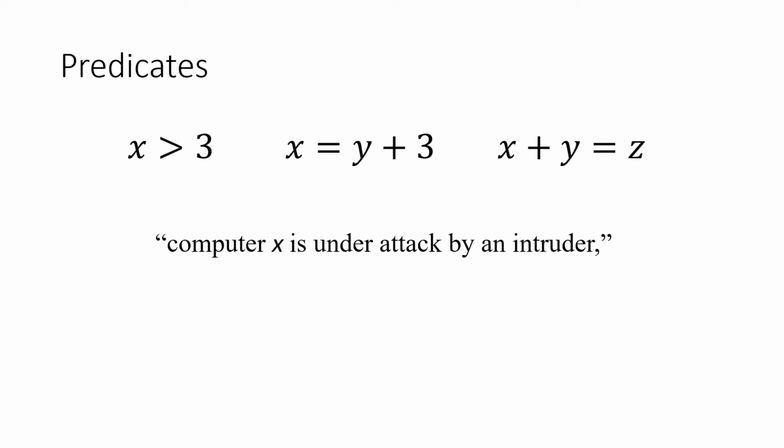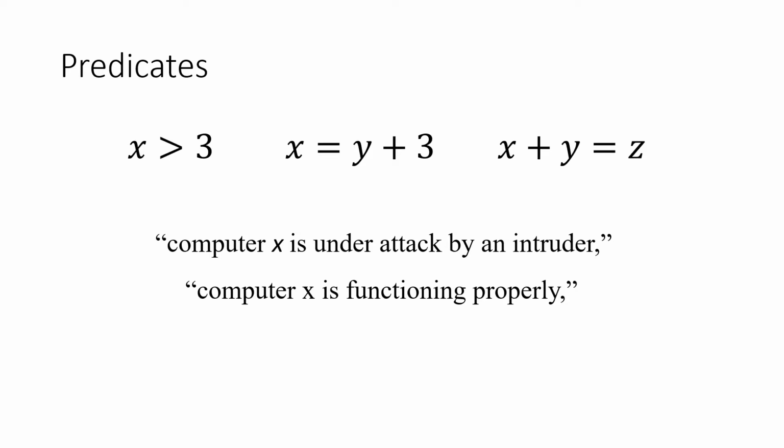Statements involving variables, such as x greater than 3, x equals y plus 3, x plus y equals z, computer x is under attack by an intruder, and computer x is functioning properly, are often found in mathematical assertions and in system specifications. These statements are neither true nor false when the values of the variables are not specified. In this discussion, we will discuss the ways propositions can be produced from such statements.